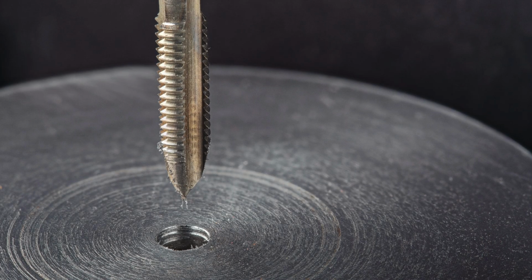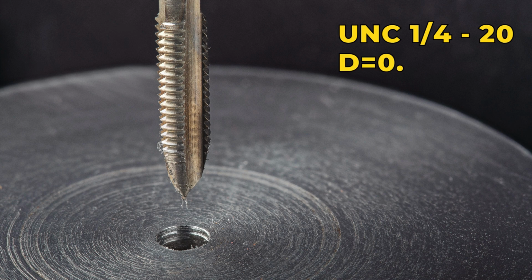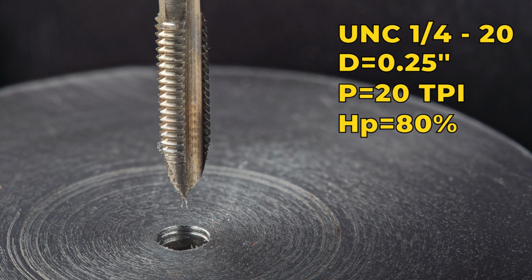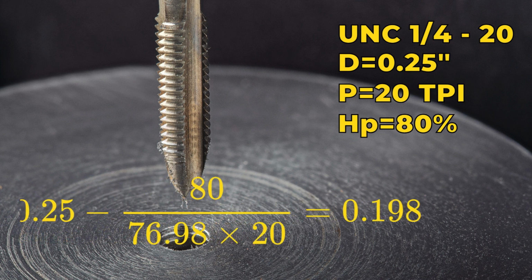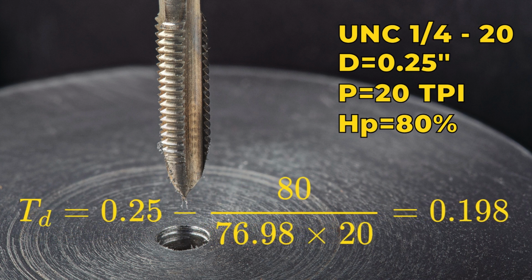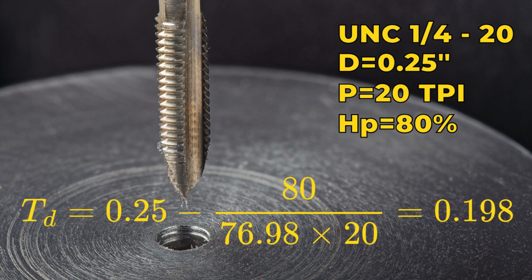To make it clearer, I will show you an example of tapping a UNC 1/4-20 thread. The major diameter is 0.25 inches, and the pitch is 20 TPI. We want to go easy on our tapping tool, so we will opt for 80% depth. The required drill would be 0.25 minus 80 divided by 76.98 times 20, which gives us a drill diameter of 0.198 inches.